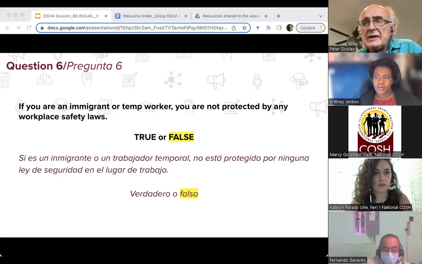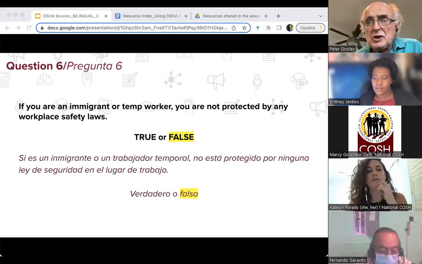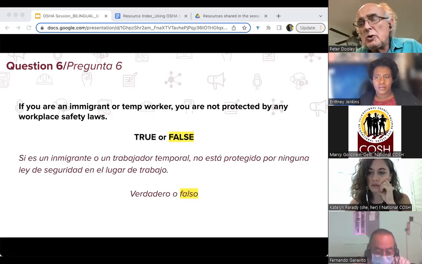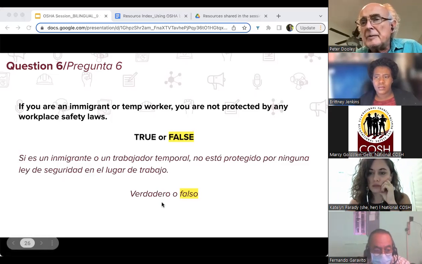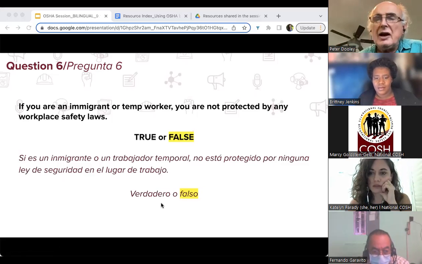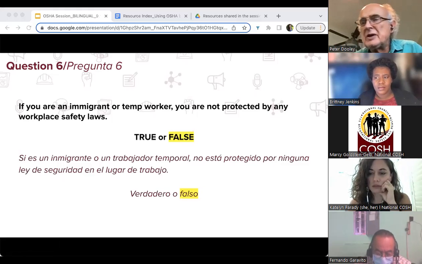And you may know that there's been a lot of work that National COSH has been part of to improve the protections in workplaces when there's a fear or threat of any kind of intervention that would be impacting health and safety on the job, especially for immigrant workers. So it's something to know that those protections are being improved all the time, and there's a lot of discussion about that.